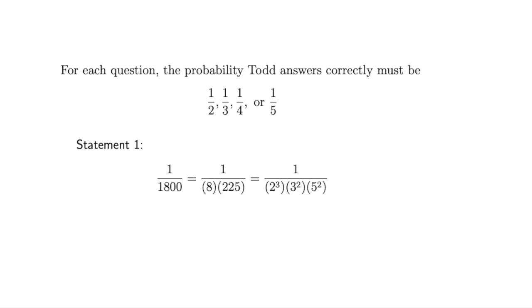And to get the 5 squared, we have no choice. We'd need to multiply 1/5 by 1/5. To get the 3 squared in the denominator, we also have no choice. We'd need to multiply 1/3 by 1/3.